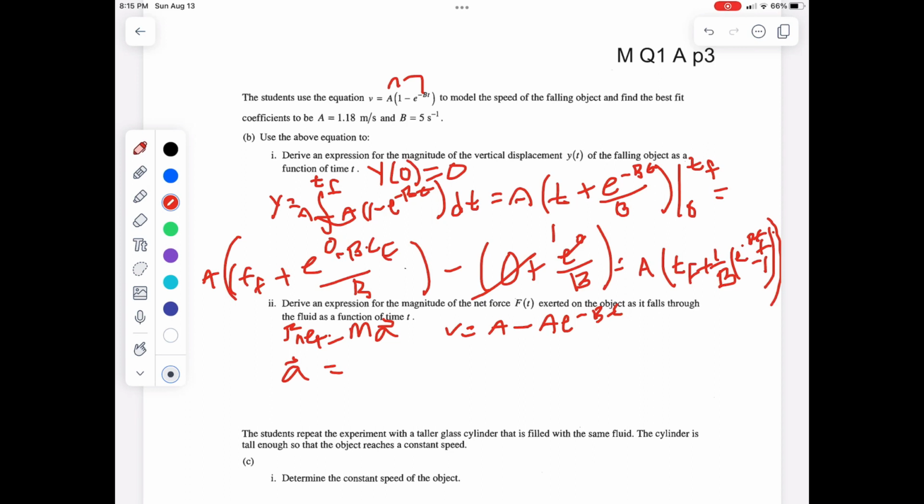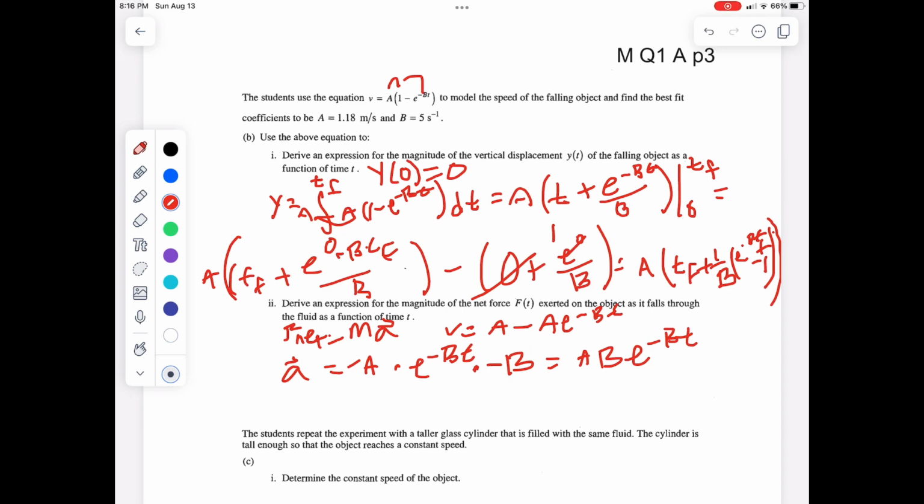Well, then I know my acceleration. This is a constant, so that goes away. So I basically get negative a times e to the negative bt times the derivative of the inside, which is negative b. So I basically get ab e to the negative bt. So that's my acceleration.